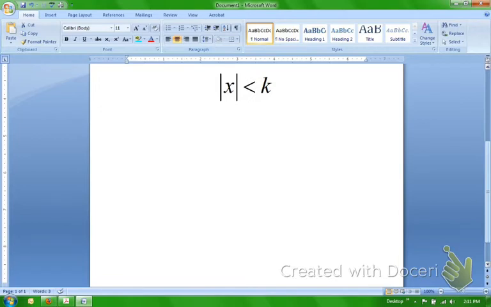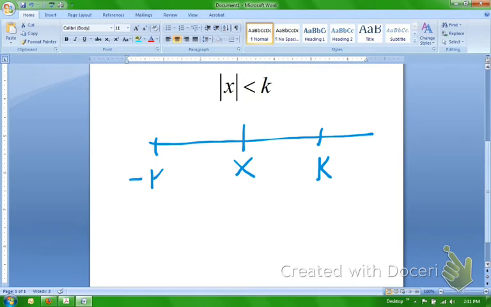The other type of inequality would be, excuse me, the absolute value of x is less than k. Same thing. On a number line, if this value is x, you are saying the distance is less than k units. Well, if this point is k and this point is negative k, the distance between x and k has to be less, so it can be these points. And again, it's less than, not less than or equal to, so it's an open circle.